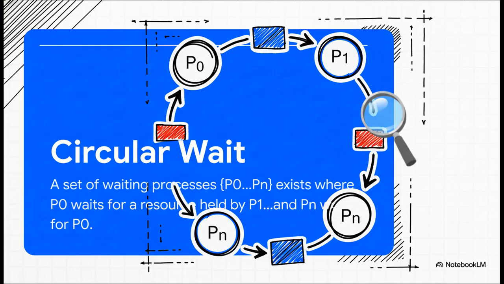And finally, the last piece of the puzzle, the one that ties this whole mess together, circular wait. This is the standoff itself. You've got process A waiting for something process B has, and at the same time, process B is waiting for something process A has. It creates this perfect, unbreakable circle of waiting. You need all 4 of these things to get that gridlock.